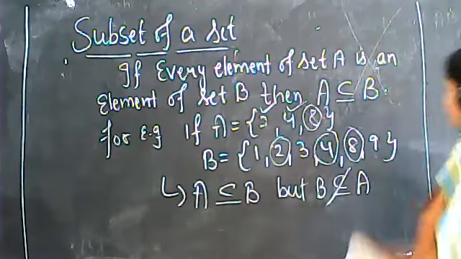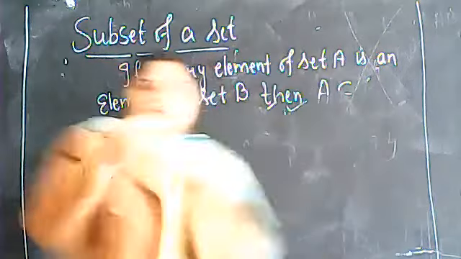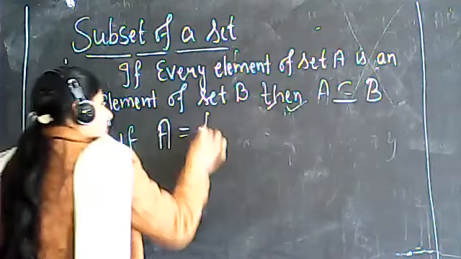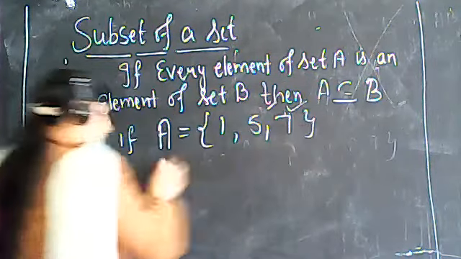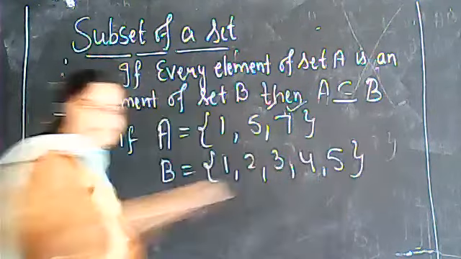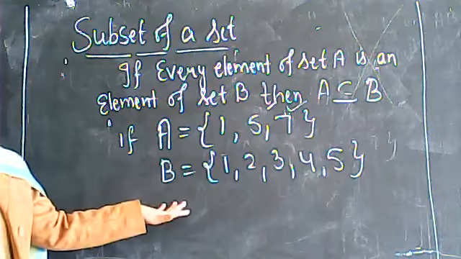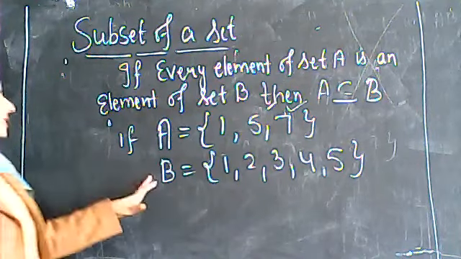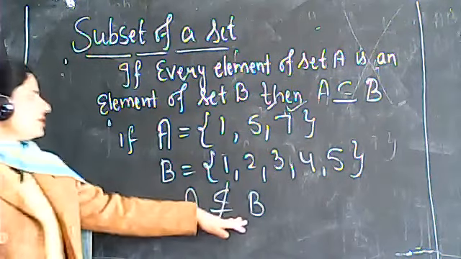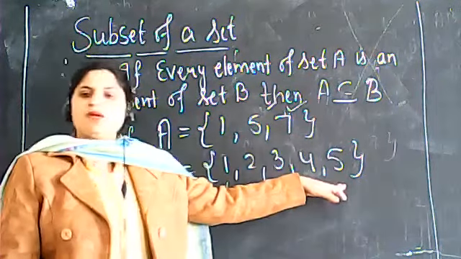Yes, ma'am. Okay. So we can understand this definition with one more example. Let us consider one more example. If A = {1, 5, 7} and B = {1, 2, 3, 4, 5}, is A a subset of B or not? No. In this case, A is not a subset of B. Very good. Why is A not a subset of B? Because 7 is an element which is present in A but not in B.